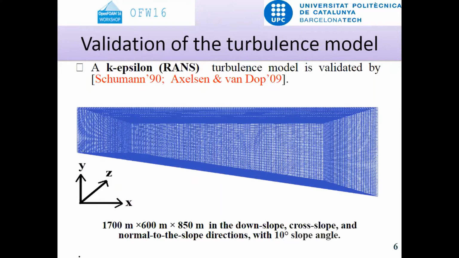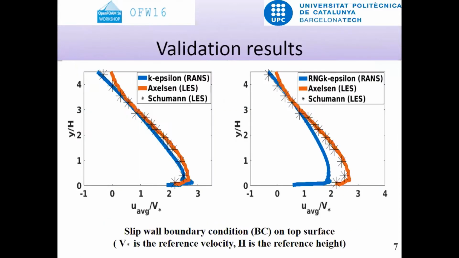Okay, so these are the dimensions: 1700 cross 600 cross 850. For this, we had used different turbulence models, so K epsilon and RNG K epsilon model. Here on the top surface, whether to use the slip wall boundary condition or the symmetry boundary condition, there was a dilemma actually. In some papers they had used the symmetry boundary conditions, and in some papers they had used the slip wall boundary condition.